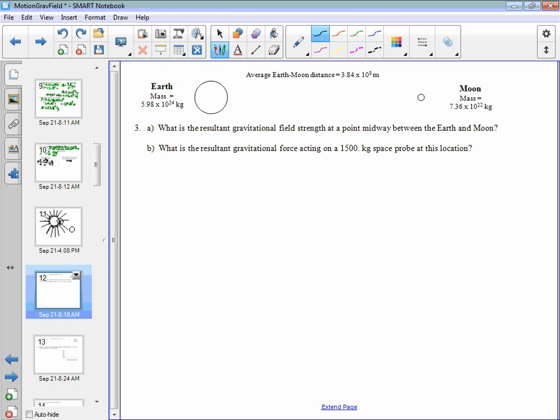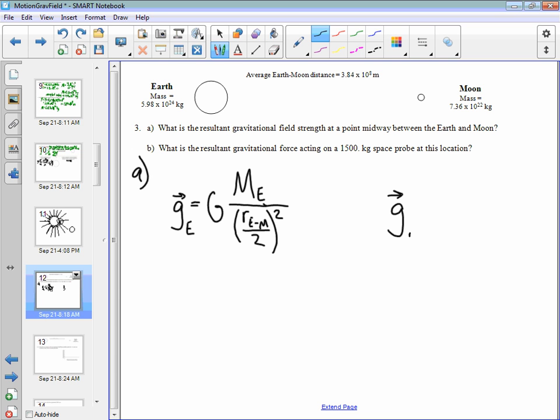Anyways, moving on. What is the resultant gravitational field strength at a point midway between the Earth and the Moon? So these add like vectors. For part A, you're going to solve for little g based on the Earth. So big G times the mass of the Earth divided by half the Earth-Moon distance squared. And you're going to do the same thing. You're going to figure out little g for the Moon at that point. Mass of the Moon is what we're going to use here instead.